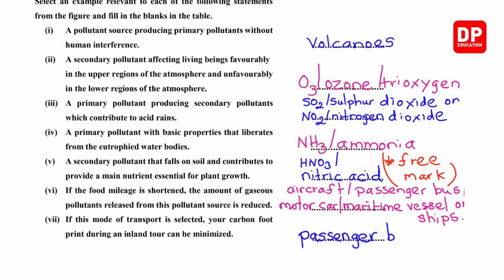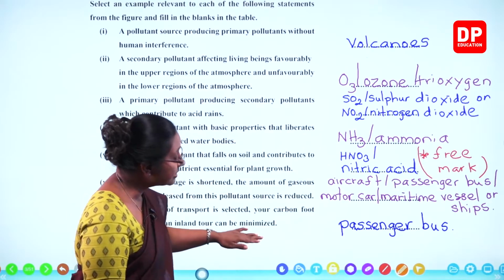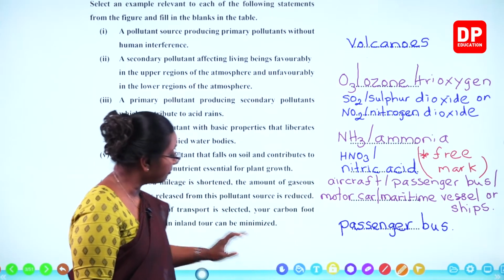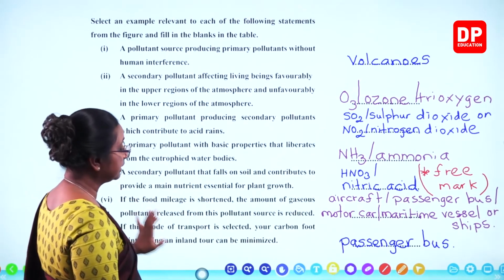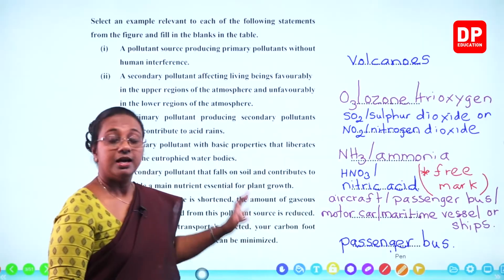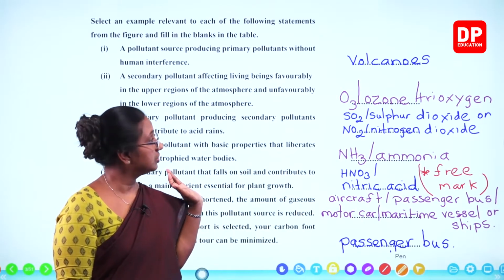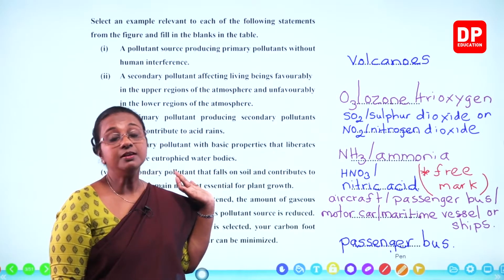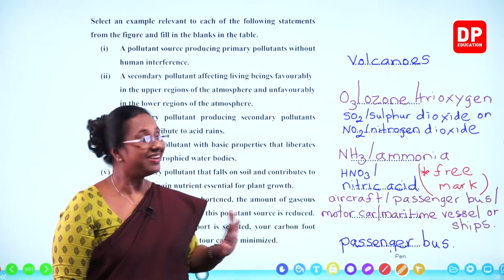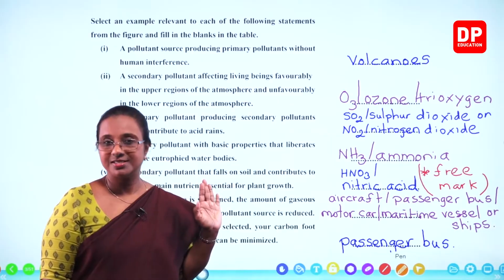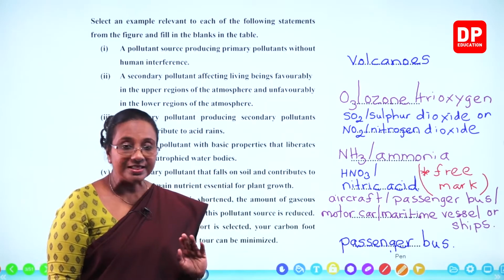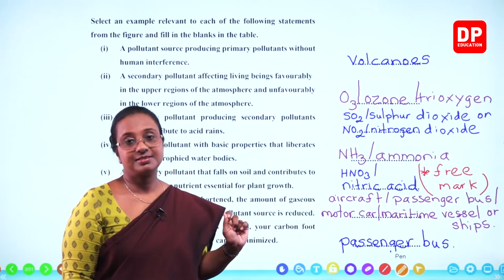Passenger bus. Is that clear, students? So when you answer these questions, you have to look at all the terms carefully. Accordingly, you need to select the relevant pollutant or the source from the given figure. I'm sure you all now understand how to answer this question. So with that, I will move on to the next question.